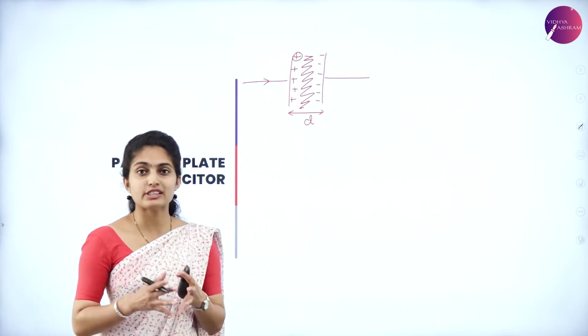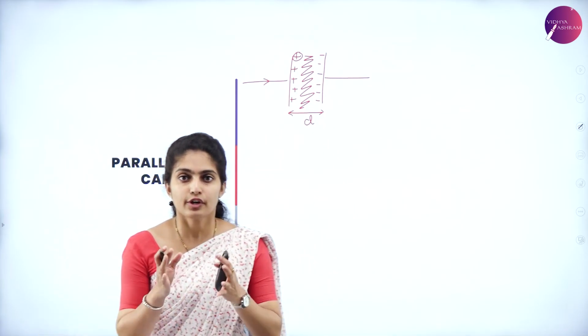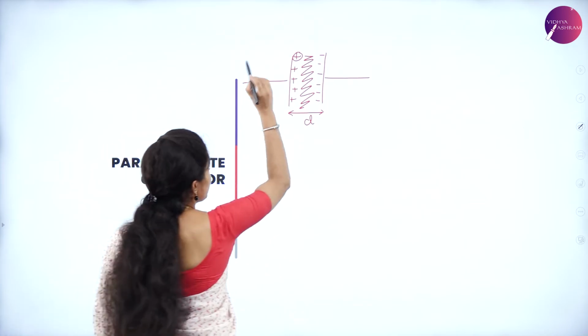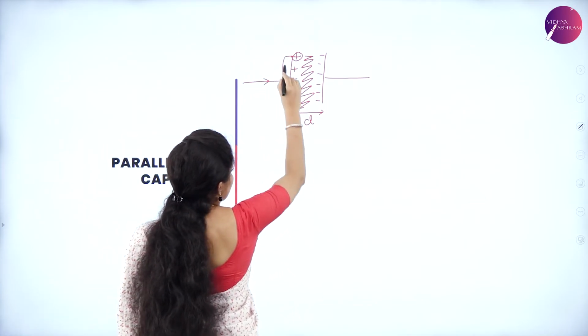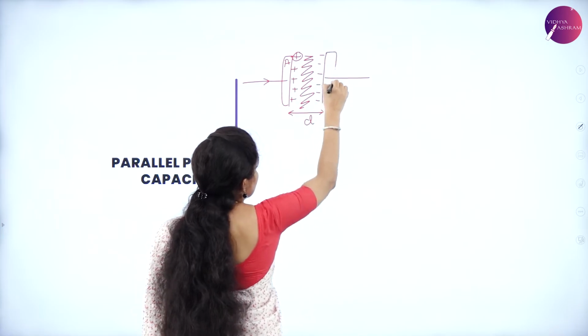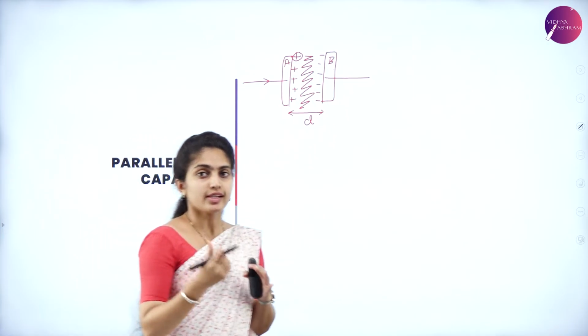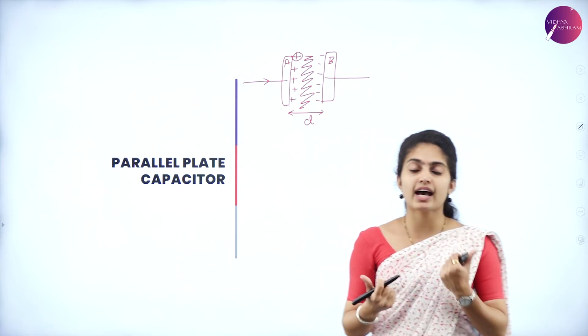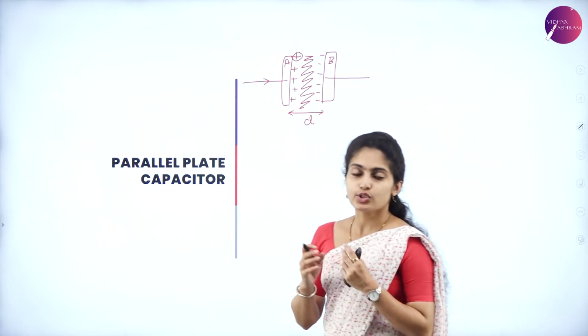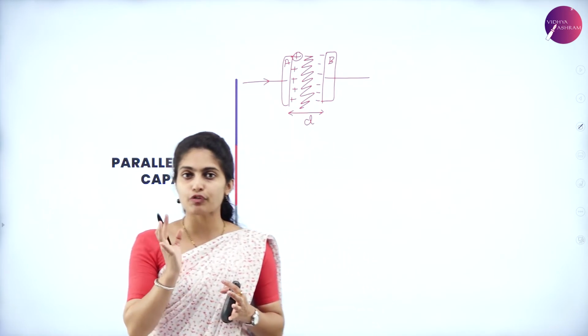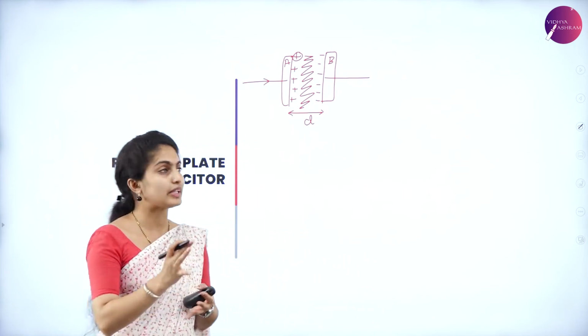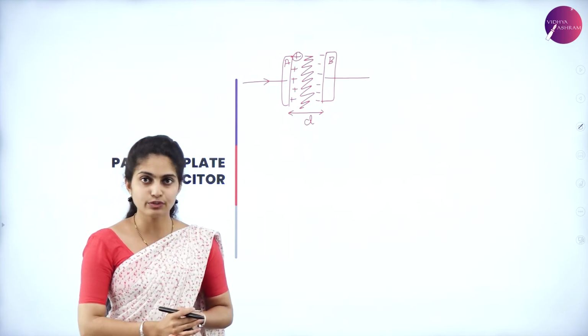In this parallel plate capacitor, we have two conductors, call one conductor A and the other conducting plate B. There are two conductors, conductor plate A and conductor plate B. Conductor plate A consists of a positive charge and conductor plate B has a negative charge.